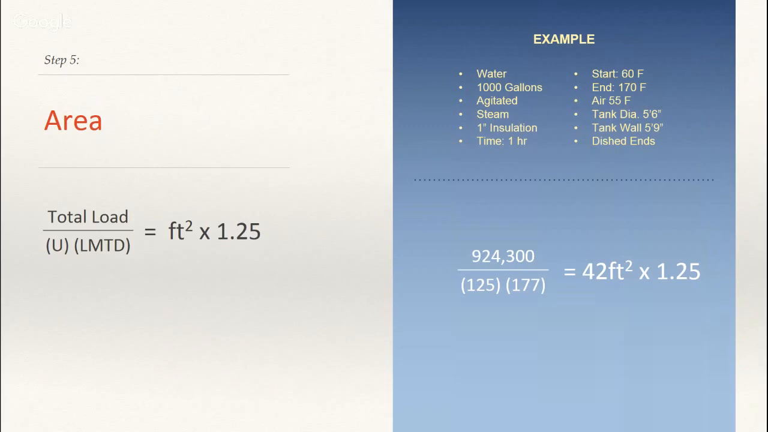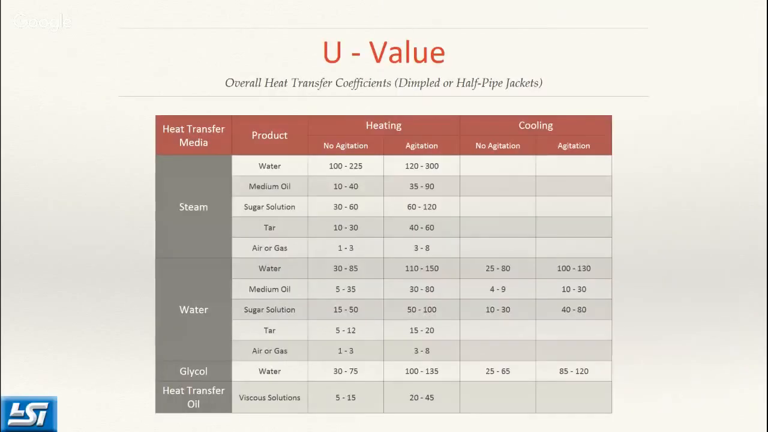If you'd like me to back up for a second, I'll show you why I chose 125. We have steam, water. If you look at the chart, steam, we're doing water at the first line. It gives us a range, with no agitation, of 100 to 225, with agitation of 120 to 300. In our example, we were in an agitated tank, so I did use the agitation column. I'm a little more conservative when I do calculations, so I chose closer to the 120 than to the 300.